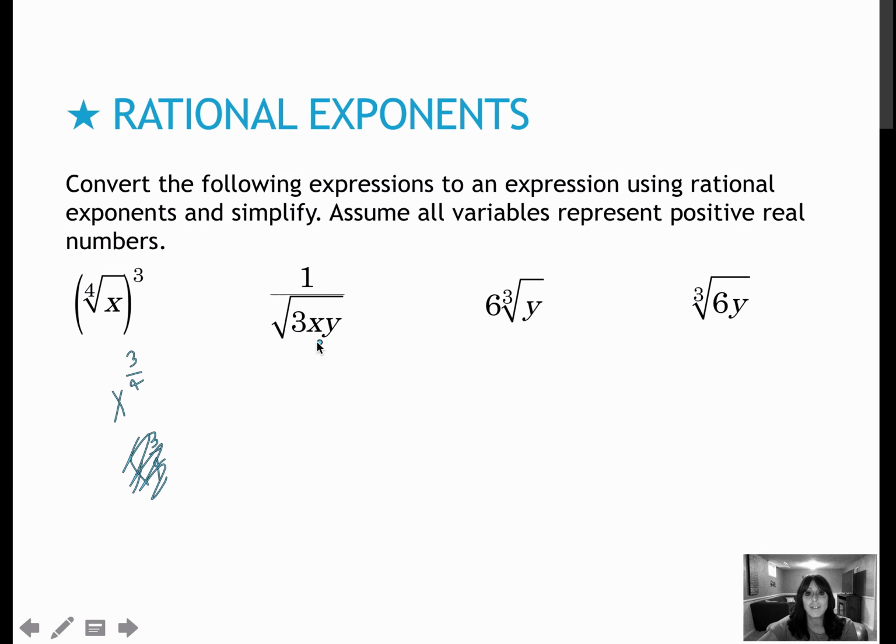For my second, I have a fraction, which means this is a denominator that was taken to a negative power, so 3xy all to the -1/2 power. Negative, which is what put it on the bottom, 1/2 being the square root. 6 and then y, the cubed root of y, so 6 is not affected at all by anything. There's no exponent, there's no index. Y, however, is to the 1/3 power, so the cubed root of y. And this one is different because 6y is all under the cubed root, so it's 6y in parentheses and then the 1/3.